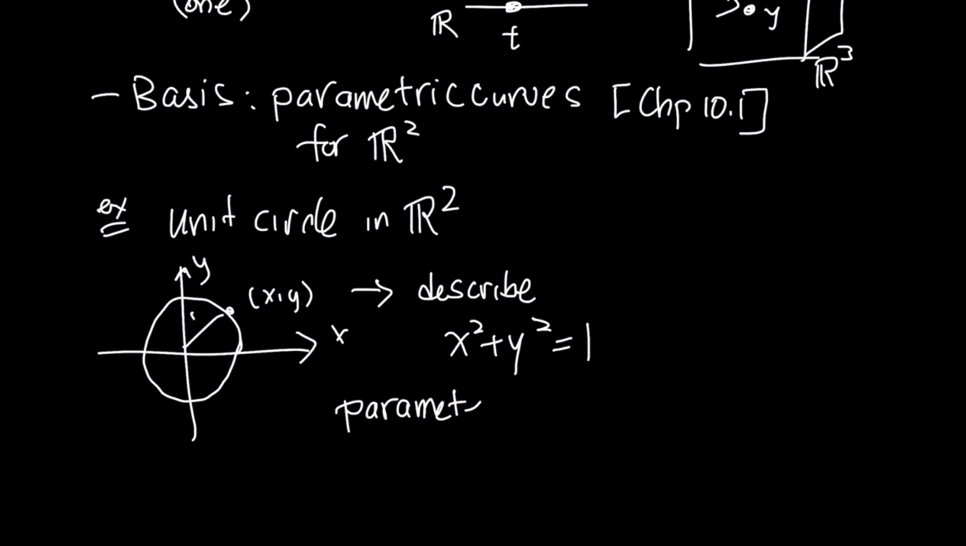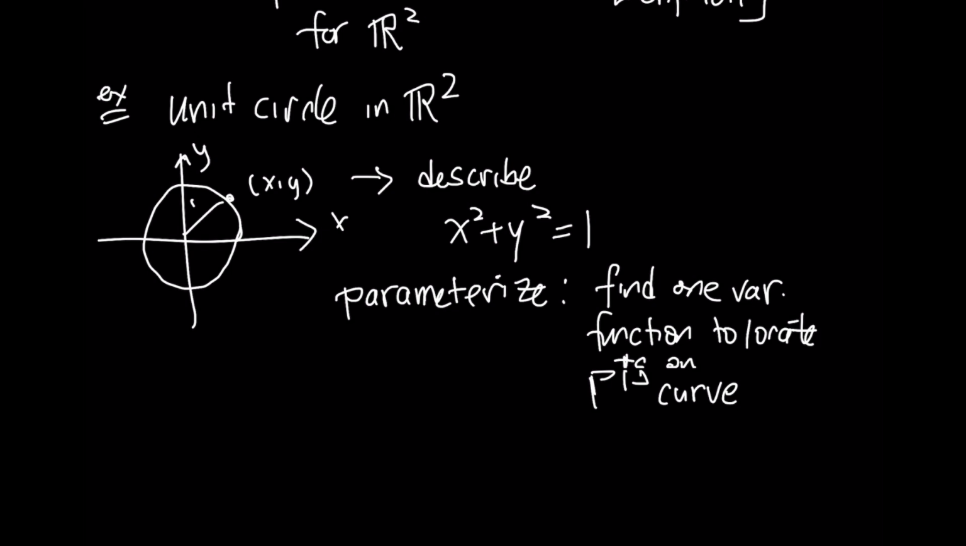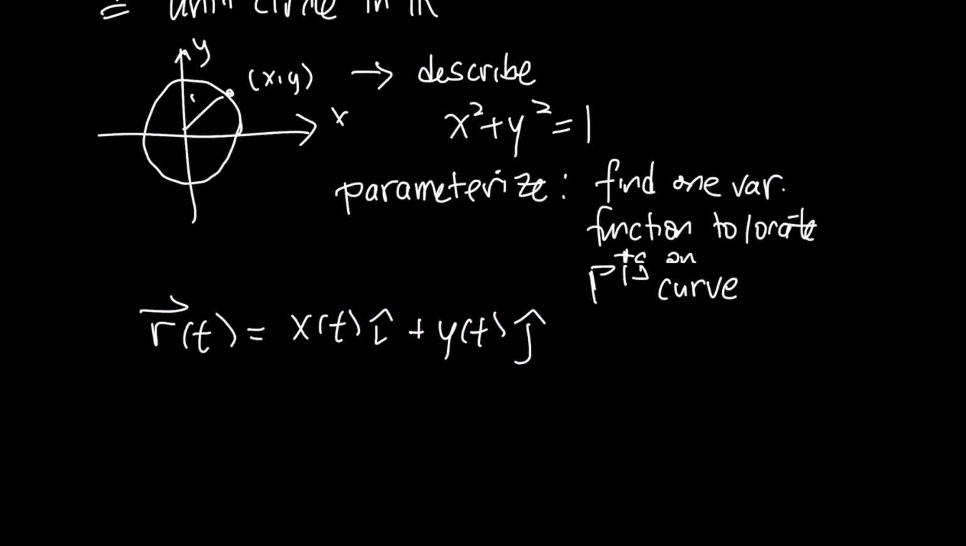And when we talk about parameterizing the curve, we're trying to find a one variable function to locate points on the curve. We are now going to come up with some function of t that describes the x position and some function of t that describes the y position. One of the things you should have seen in calculus is that you could take cosine of t for the x position, sine of t for the y position. This is sometimes how cosine and sine are defined.